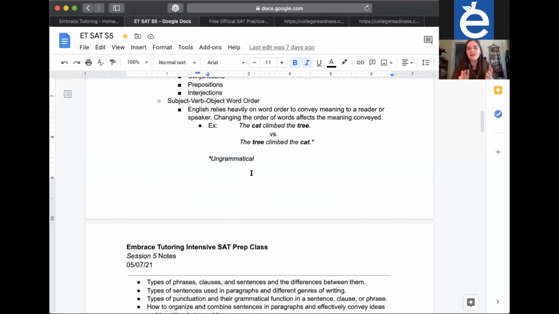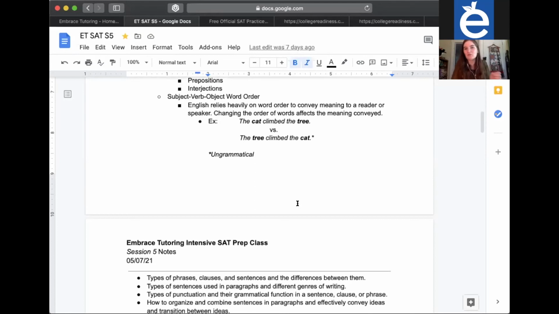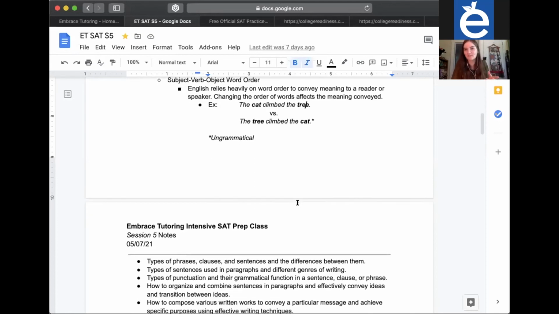But it proves the point that even by just changing one word, even though that's still technically correct, you're dealing with subject. You have the tree as your subject, climbed as your verb, cat as your object, or vice versa, okay? You're still dealing with subject, verb, object, word order. So technically it works in English grammar, but it changes the meaning, okay? The meaning will still change even if you just change two words that are the same type, okay?